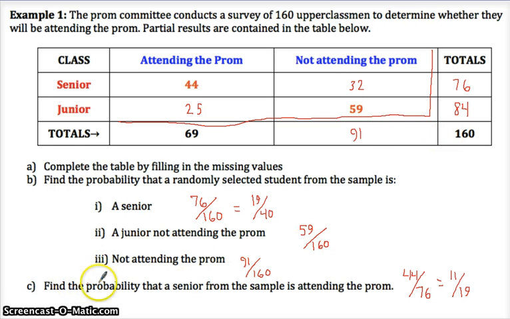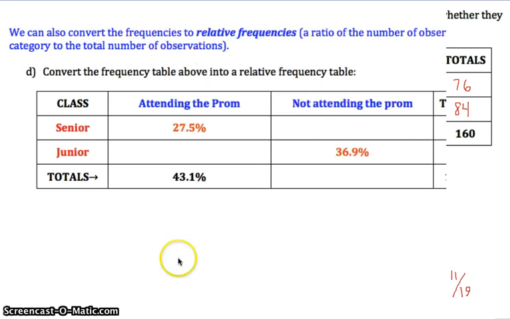But this is different. Find the probability that a senior from the sample is attending the prom. That's different than find the probability of a randomly selected student being a senior who was attending the prom. That would have just been 44 out of 160. This is 44 out of a smaller pool because we were told we're only looking at picking a senior.